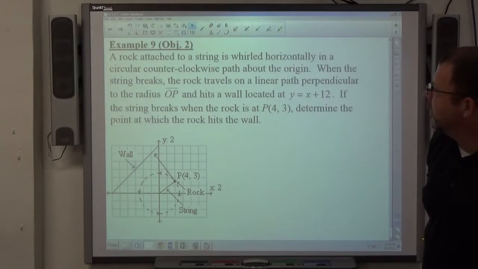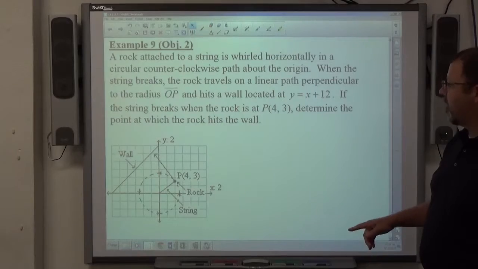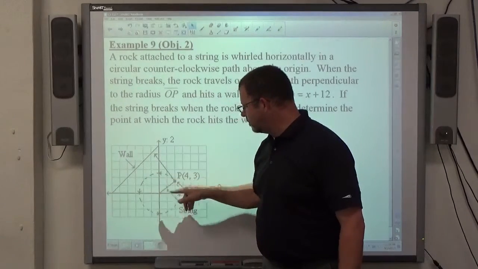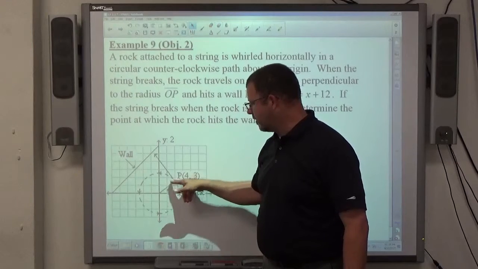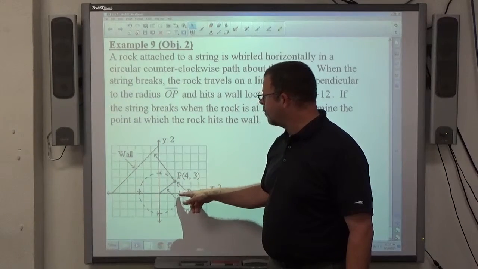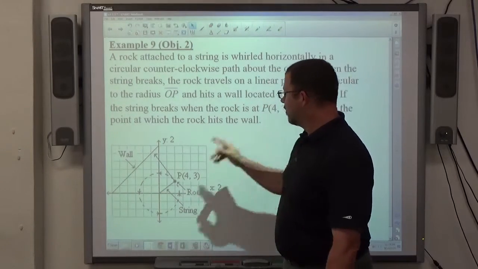Example 9, a rock attached to a string is whirled horizontally in a circular counterclockwise path about the origin. So that sentence describes the motion of this rock on a sling. The sling apparently is about 5, whatever unit we're dealing with. It doesn't give us units. Let's just say 5 feet long.